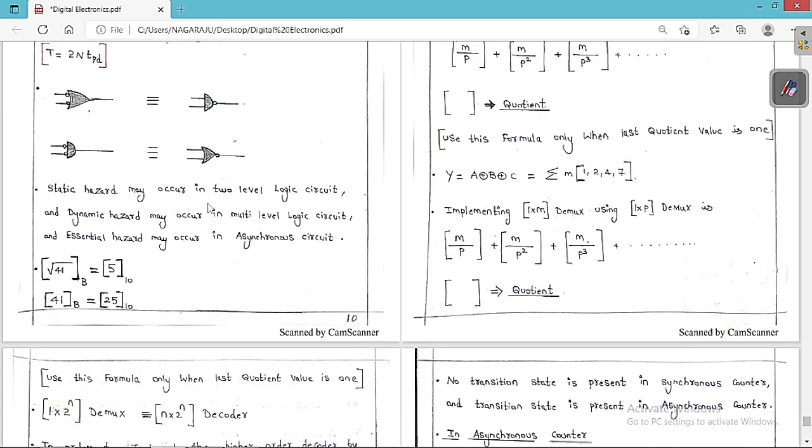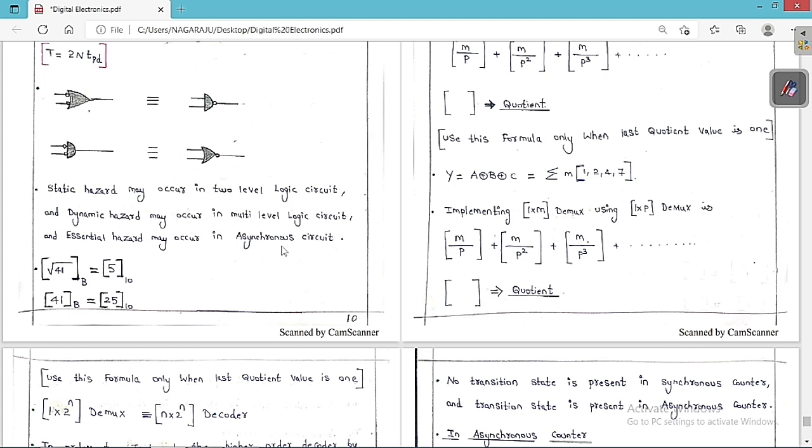So static hazard may occur in a two-level logic circuit, dynamic hazard may occur in a multi-level logic circuit, and essential hazard may occur in an asynchronous circuit. This is the important thing that you always have to keep in your mind. A static hazard may occur in the two-level logic circuit, whereas a dynamic hazard may occur in the multi-level logic circuit, whereas the essential hazard can occur in an asynchronous circuit.